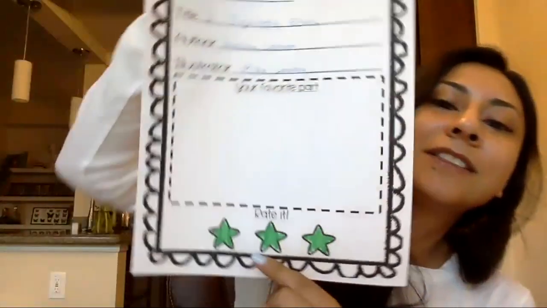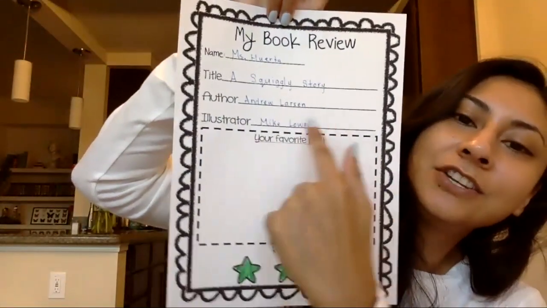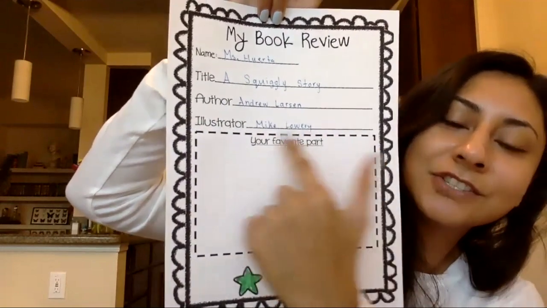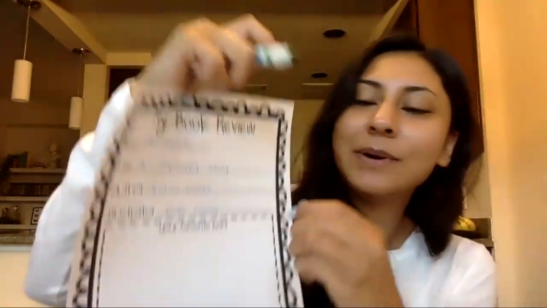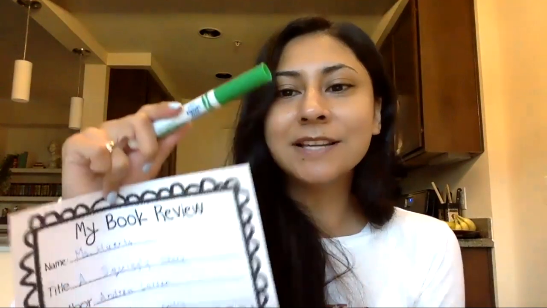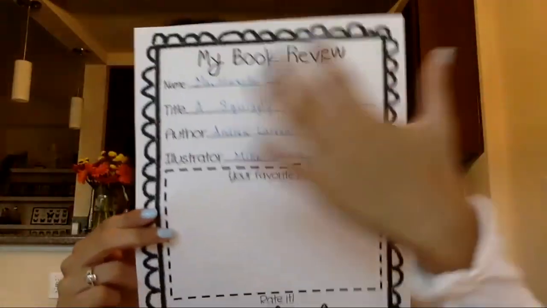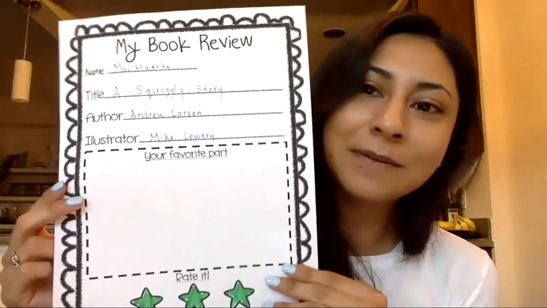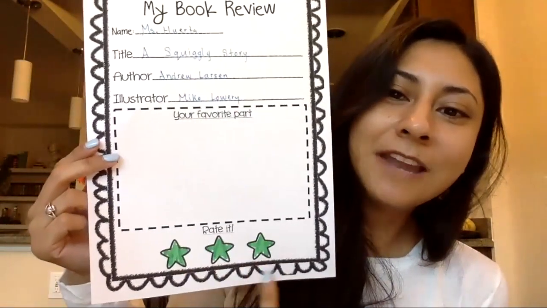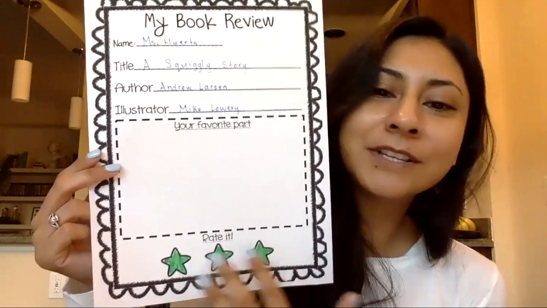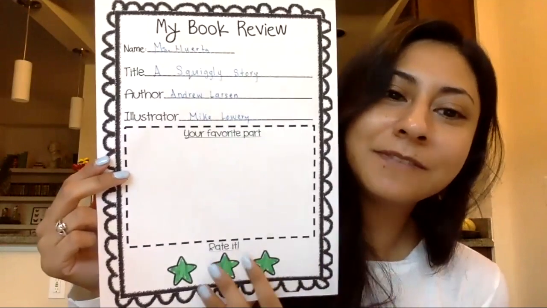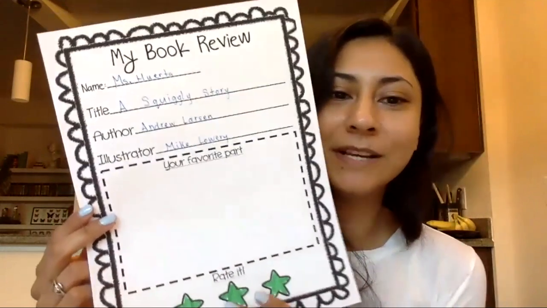So I'm going to give it 3 stars, and then you are going to add an illustration of your favorite part, okay? So when you are done writing, I want you to take a picture of your book review, and I want you to tell me about why you gave it only 1 or 0 or 3 stars, how you reviewed it, and what your favorite part was, okay?